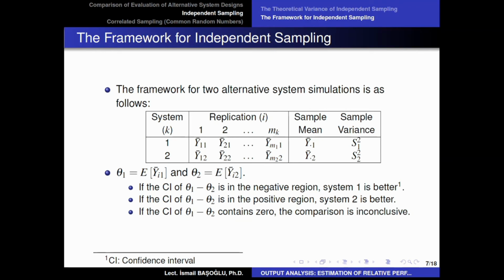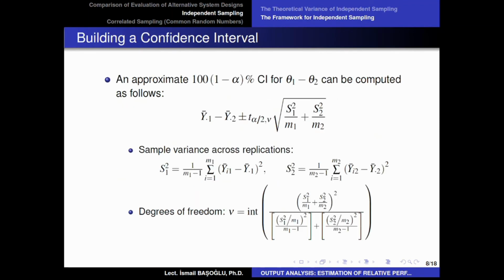And finally, if the confidence interval that you develop for theta 1 minus theta 2 contains 0 in it, the comparison will be inconclusive because there will not be enough evidence to reject the null hypothesis. So the null hypothesis is what? Both theta 1 and theta 2 are equal to each other. So there is not a significant difference between the two systems. This is the null hypothesis.